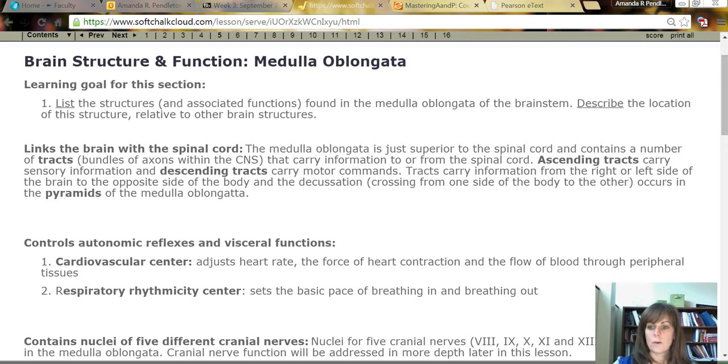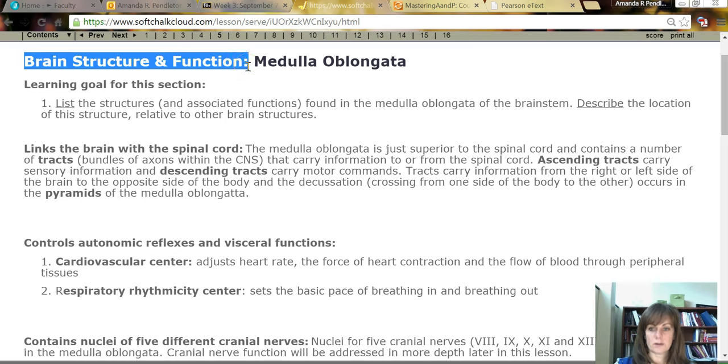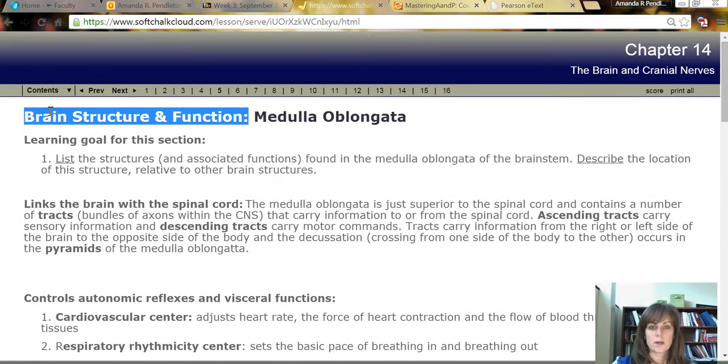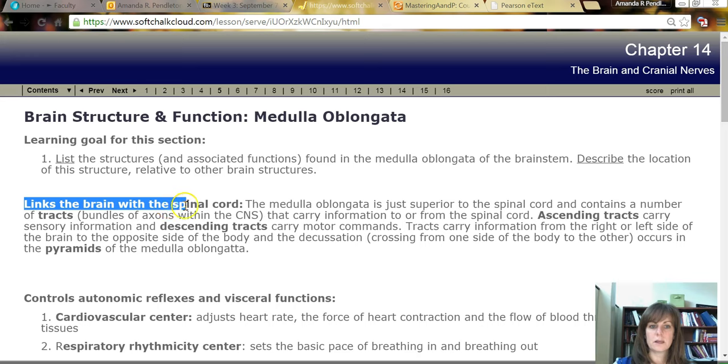Okay, and so your homework is going to go through each of the brain regions, and it's going to talk about both their structure and their function. You do need to know all of the information in these pages. I've tried to organize it for you, so it's going to go through some of the functions. The first function here is linking the brain with the spinal cord. It is a major region between the spinal cord and everything else.